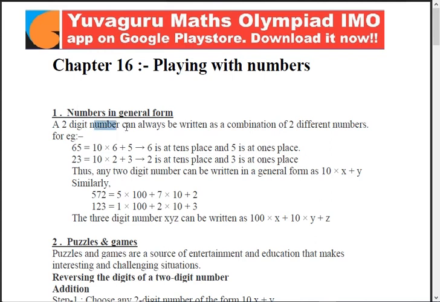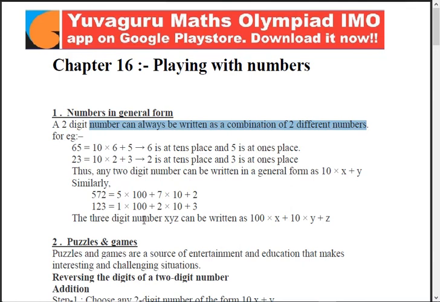A two-digit number can always be written in a combination of two different numbers. Means what? 65. What is 65? 65 means 60 plus 5. What is 60? 10 into 6 plus 5, right? So 6 is at 10's place and 5 is at 1's place. Similarly 23, same logic. Thus any two-digit number can be written in the form 10 into x plus y. See this, 10 into 6 plus 5. So 10 into x plus y.